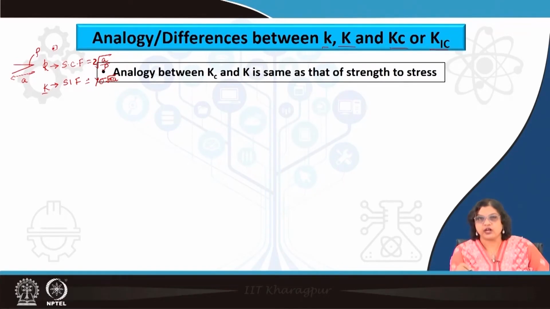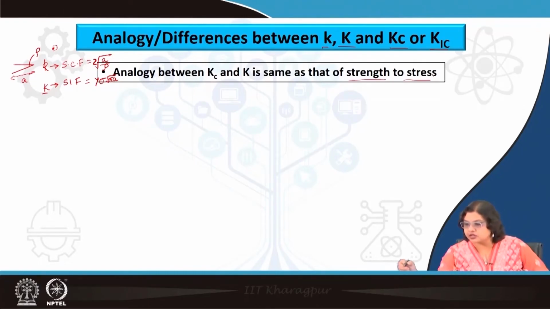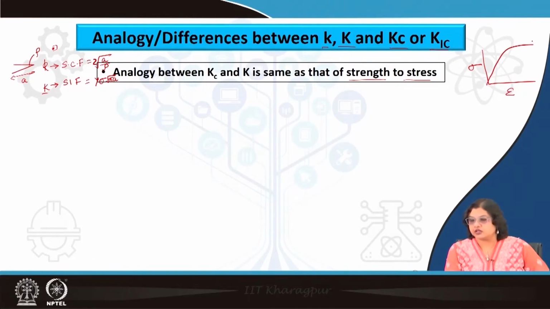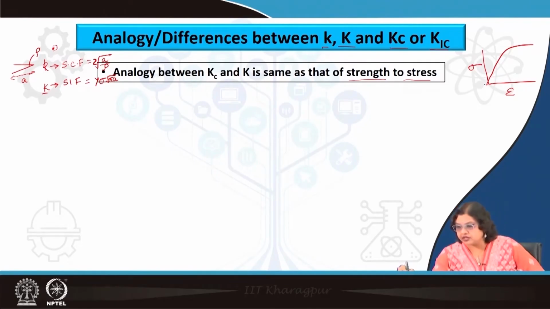Now, at the first point, if we try to draw the analogy between Kc and K, we can think of this as the same as the difference between strength and stress. So, if we look into the typical stress-strain diagram of a material, let us say a metallic material, this is what we get. Stress varies with strain initially in a linear way. This is as per Hooke's law, and we get the elastic modulus.